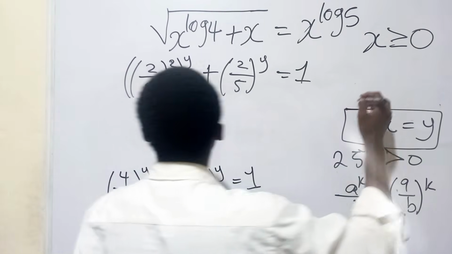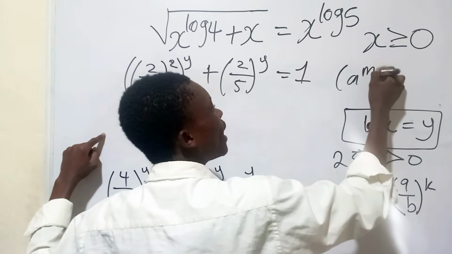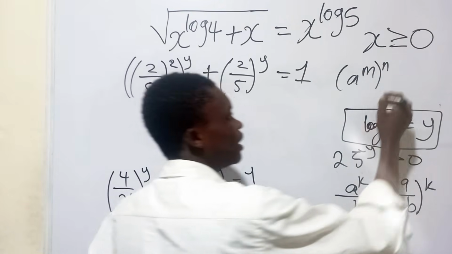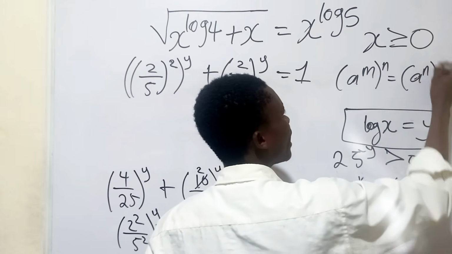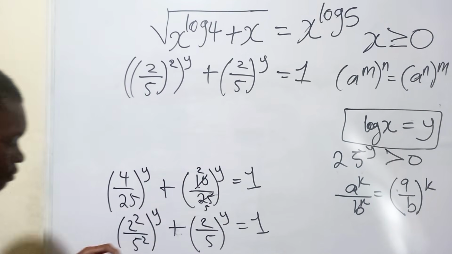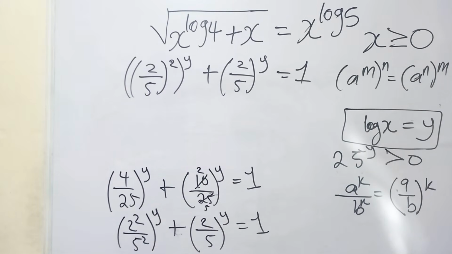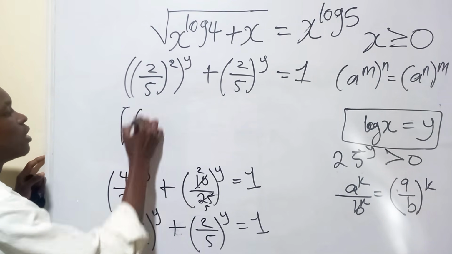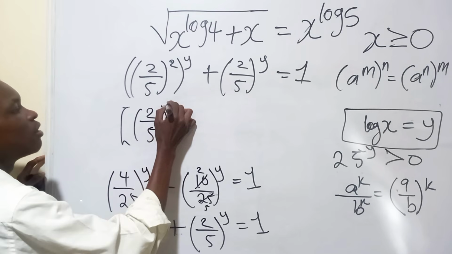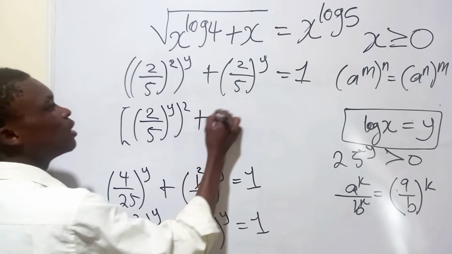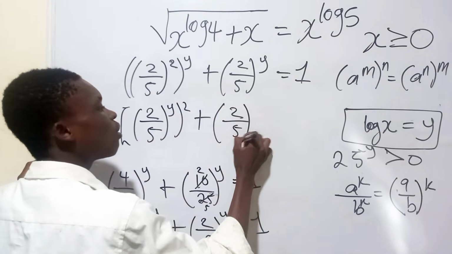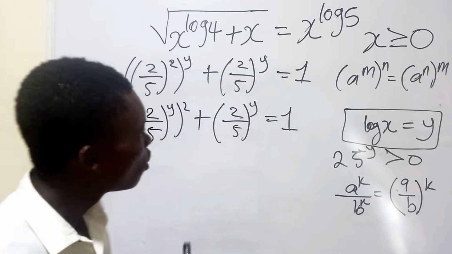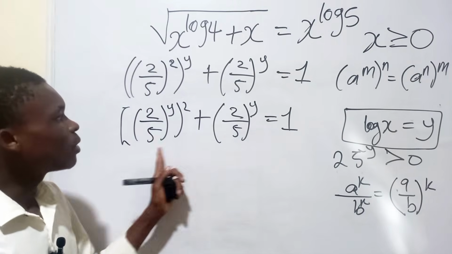From the power rule of indices, we know that if we have a to the power m all to the power n, these two powers can interchange. And if they interchange, what happens? We have that this is a to the power n all to the power m. Alright, so from here, these two powers can interchange, and we have that this is just 2 over 5 all to the power y all squared plus 2 over 5 all to the power y, and of course equal to 1. Alright, from here we will make a substitution because we have two common terms.